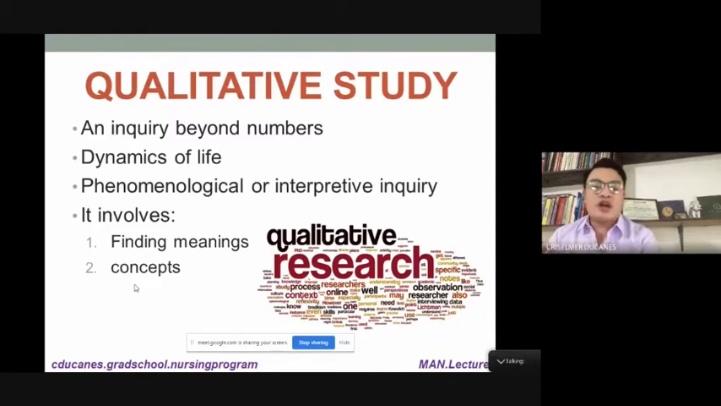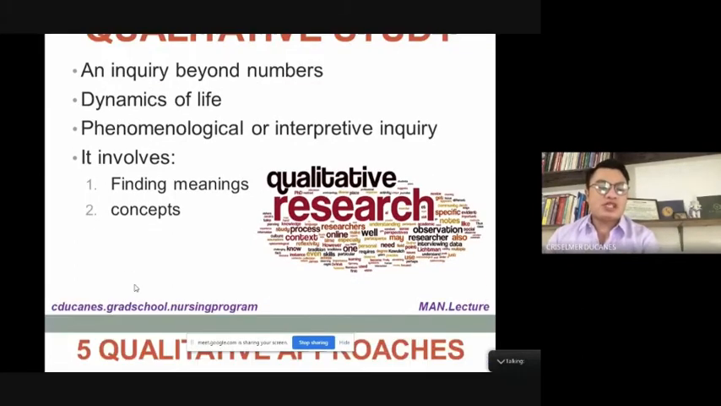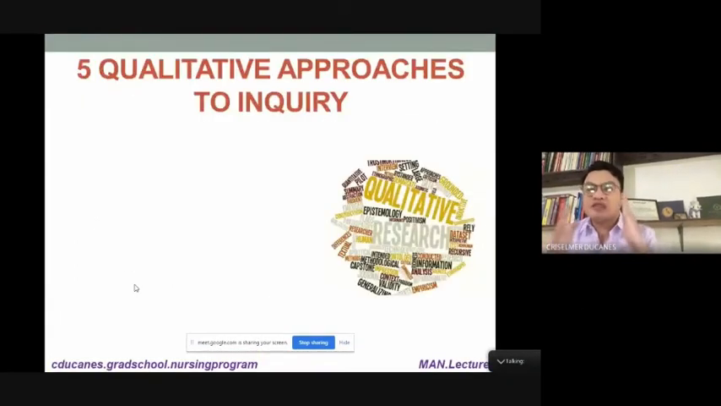And also, we are after generating concepts. For example, if you want to generate a theory, you generate a concept. So that's your qualitative study, just a quick introduction. Here we have your 5 qualitative approaches to inquiry.